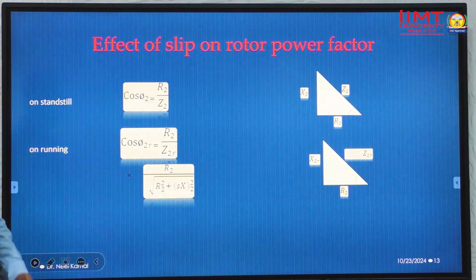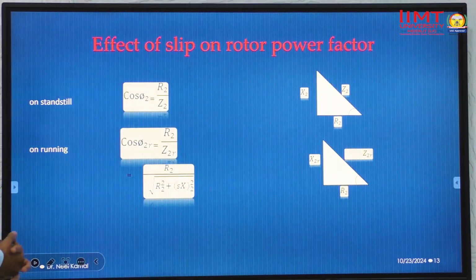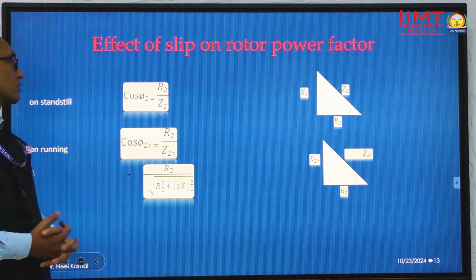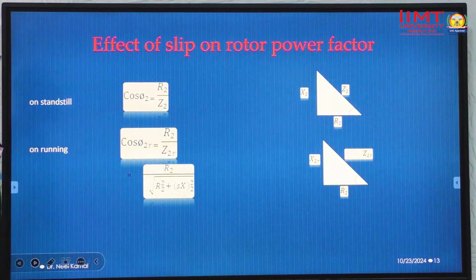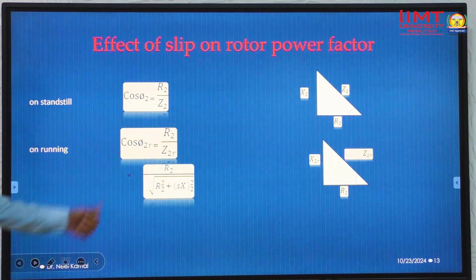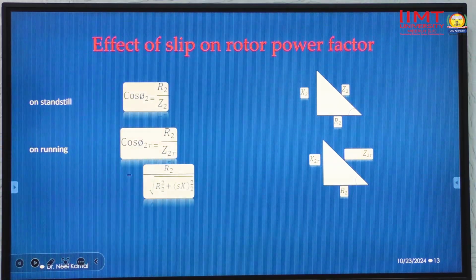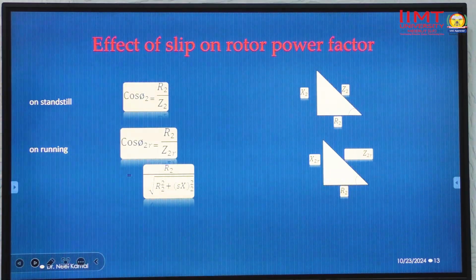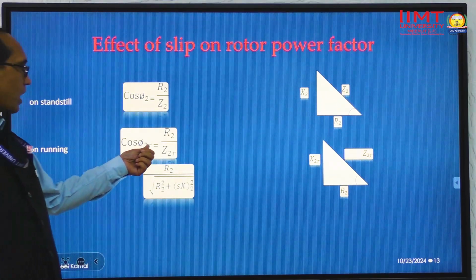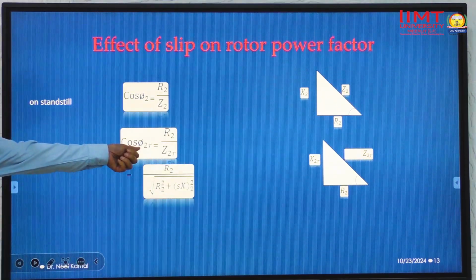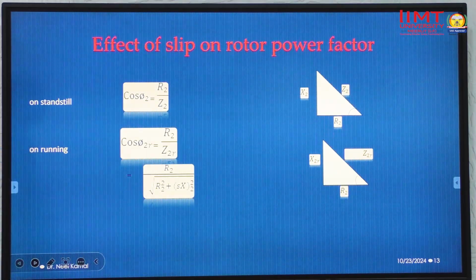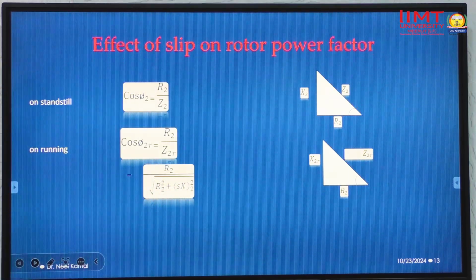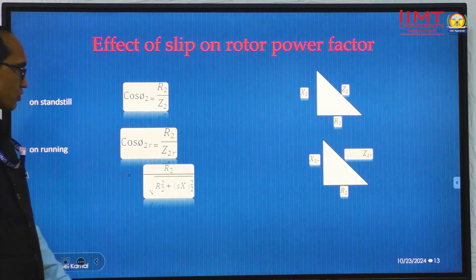So this is the effect of slip on rotor power factor. Power factor means the ratio of the resistance to the impedance simply. For the rotor condition, we are using the subscript 2 here, so cos phi 2 is equal to R2 upon Z2. It is for the standstill condition where the rotor is not rotating at all. But on running condition we are using the R nomenclature again, so cos phi 2R is equal to R2 upon Z2R, and the value of Z2R, as per the previous slide, is the square root of R2 square plus SX2 square.